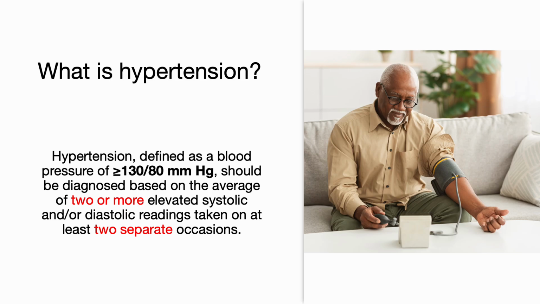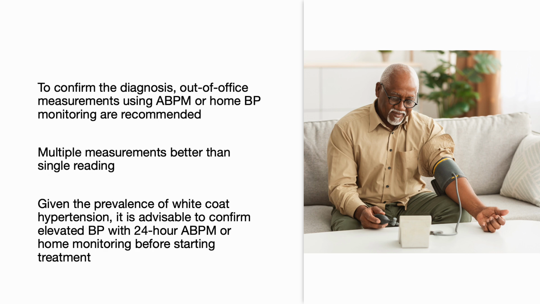Once we start thinking about screening patients, let's define hypertension. Hypertension is defined as a blood pressure of more than 130 over 80 and should be diagnosed based on the average of two or more elevated systolic and/or diastolic readings taken on at least two separate occasions.